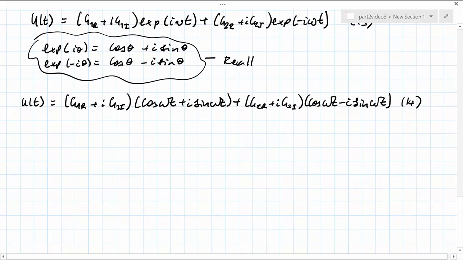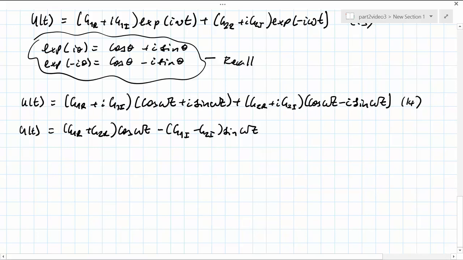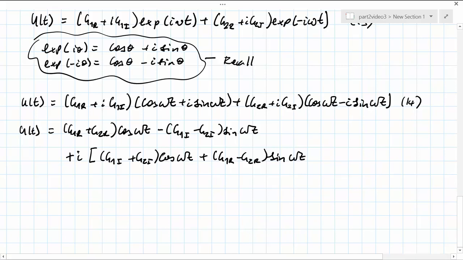We then just need to factor out the imaginary number i, so that gives us u(t) is equal to G1r plus G2r times cosine omega t, minus G1i minus G2i times sine omega t, and then our factored imaginary term i times G1i plus G2i times cosine omega t plus G1r minus G2r times sine omega t. This is what we call the imaginary term.